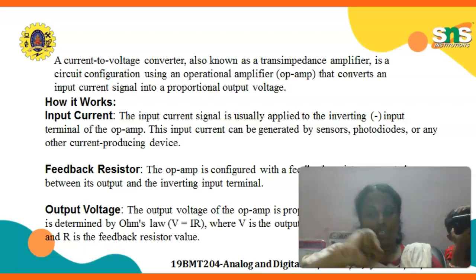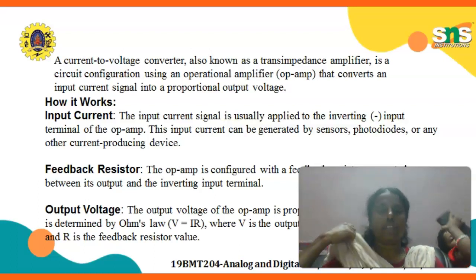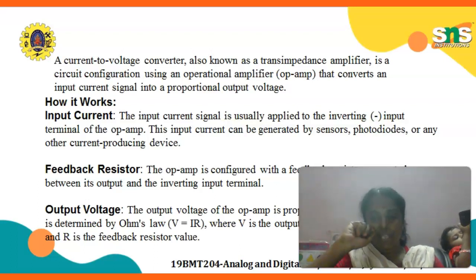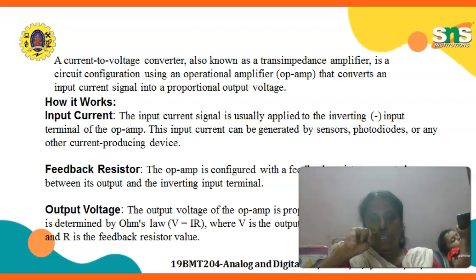The current to voltage converter is also known as a transimpedance amplifier. It is a circuit configuration using an op-amp that converts the input current signal into a proportional output voltage. Let us see how it works.